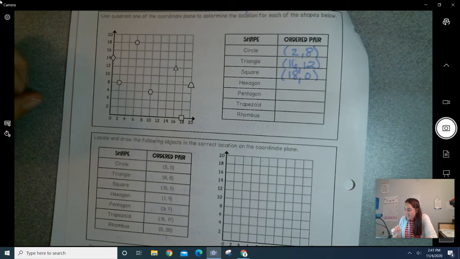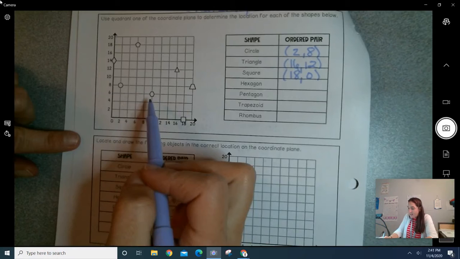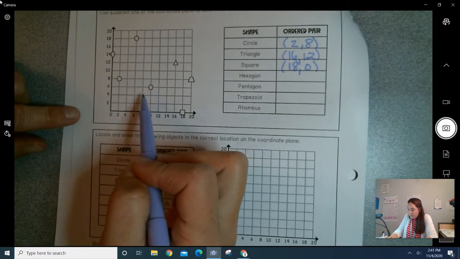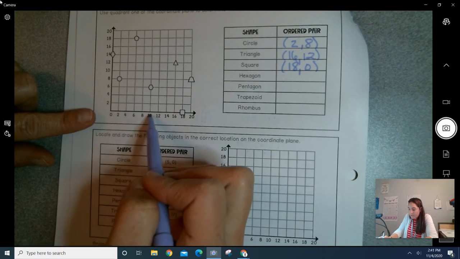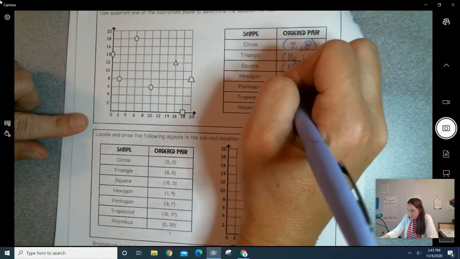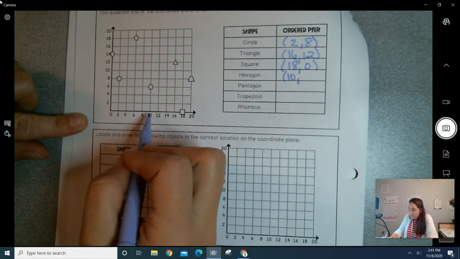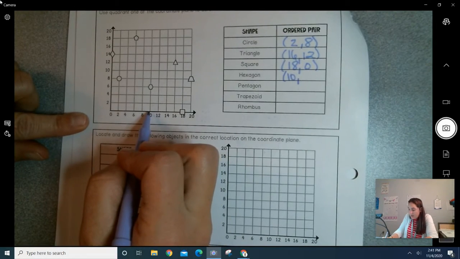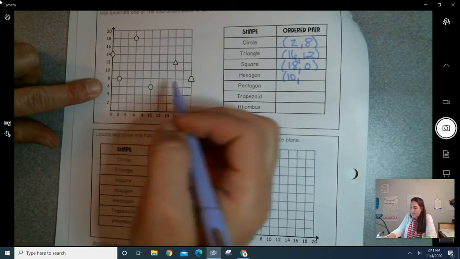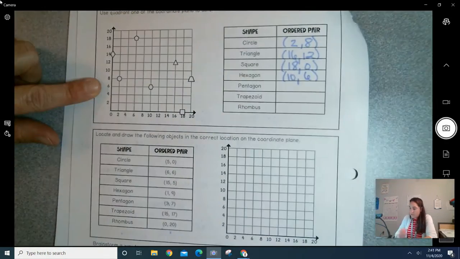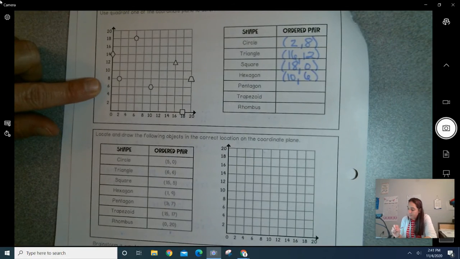Okay, let's check the hexagon. The hexagon was here. And remember, we needed to start at the point 0, 0 and first see how far right we had to go. And we had to go to 10. And then to see how far up we had to go is the next number. And we went up to 6. So you should have had 10, 6 for your hexagon.